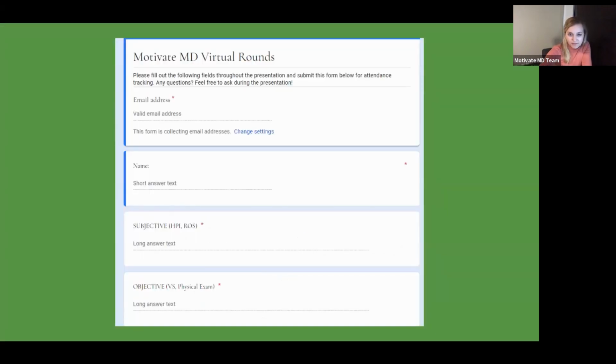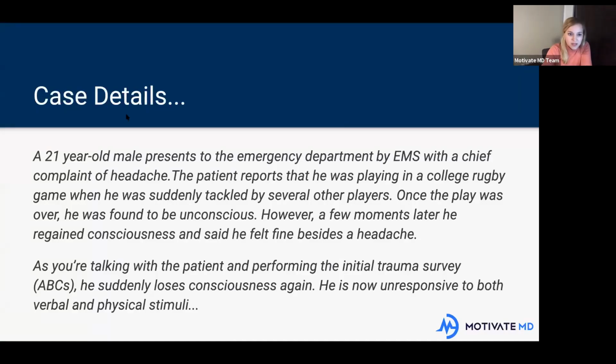The form again. Here we go. A 21-year-old male presents to the emergency department by EMS or ambulance with a chief complaint of headache. The patient reports that he was playing in a college rugby game when he was suddenly tackled by several other players. Once the play was over, he was found to be unconscious. However, a few moments later, he regained consciousness and said he felt fine besides having a headache.